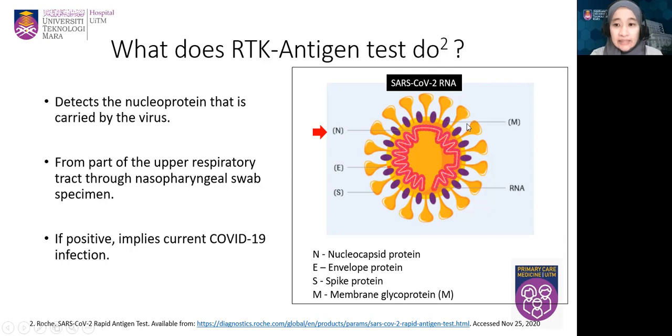Okay, and when someone has symptoms, the area that can yield a high number of COVID-19 virus is actually the nasopharynx. So that's why we swab the nasopharynx area or the oropharynx. Both is even better, so you can combine the yield together and increase the sensitivity. If the swab that you have done at the nasopharynx area has detected nucleoprotein of the SARS-CoV-2 RNA, meaning that it is positive.